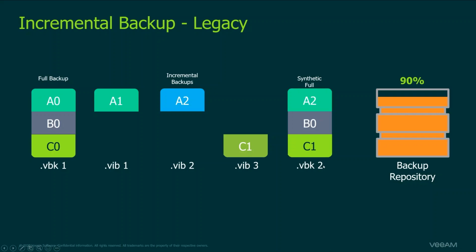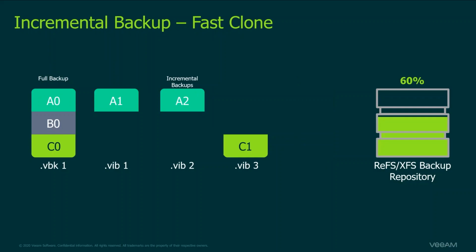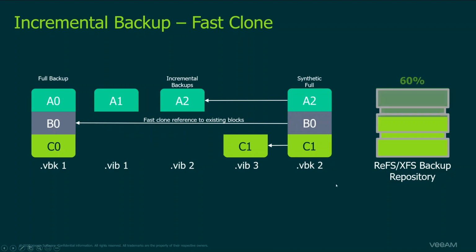However, with the implementation of the ReFS file system, we are able to leverage so-called fast clone technology. In this case, where you have the same structure of full backup and incremental files, on the synthetic full backup, instead of moving the data and merging it, we just reference the existing blocks. What does it mean? The synthetic full backup is created almost instantly, and it doesn't really allocate a lot of space, so it's almost zero in size, right?